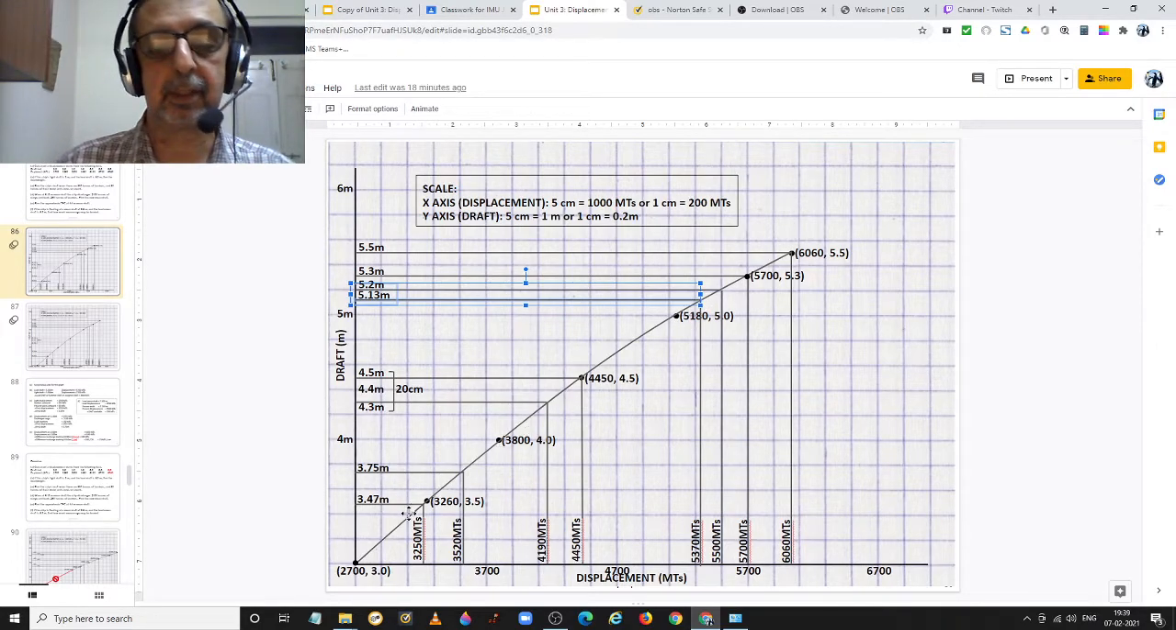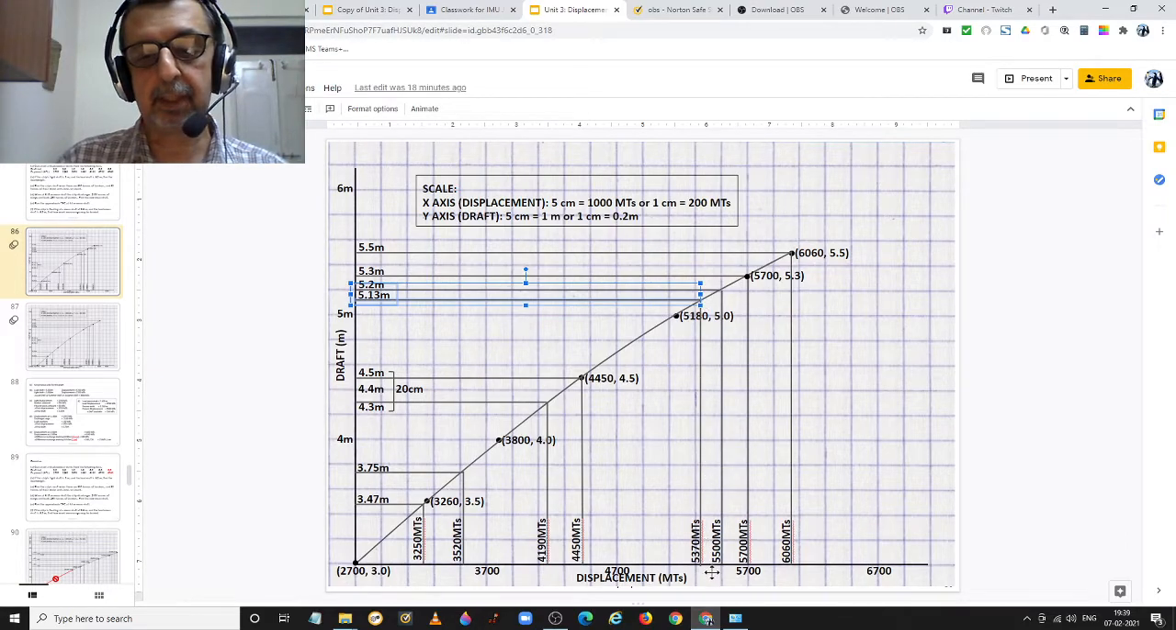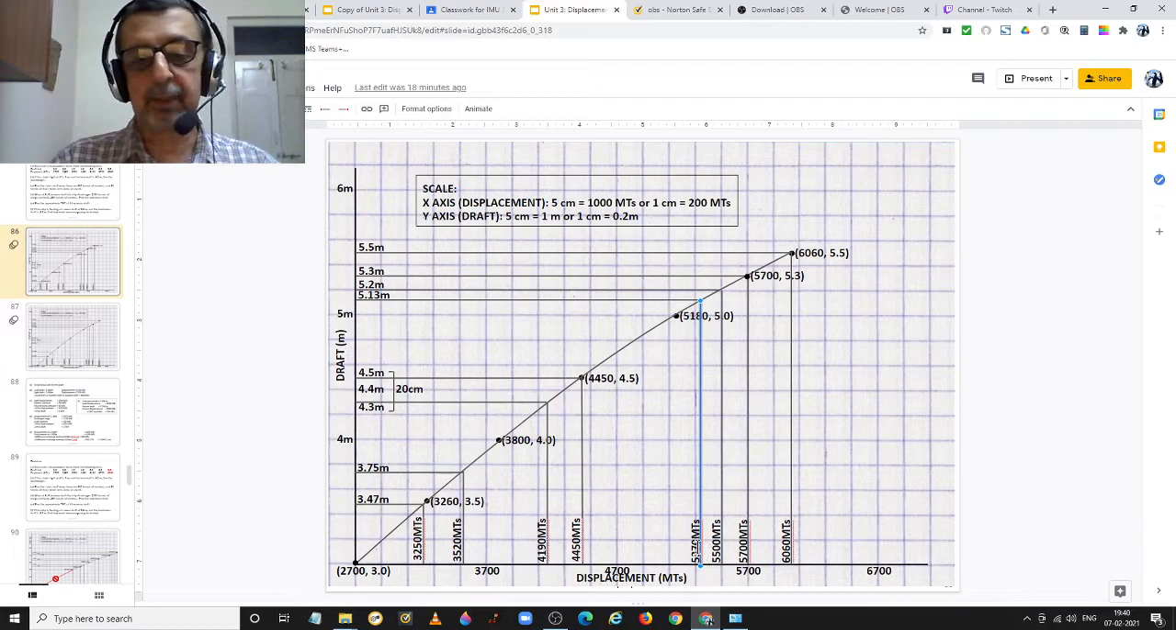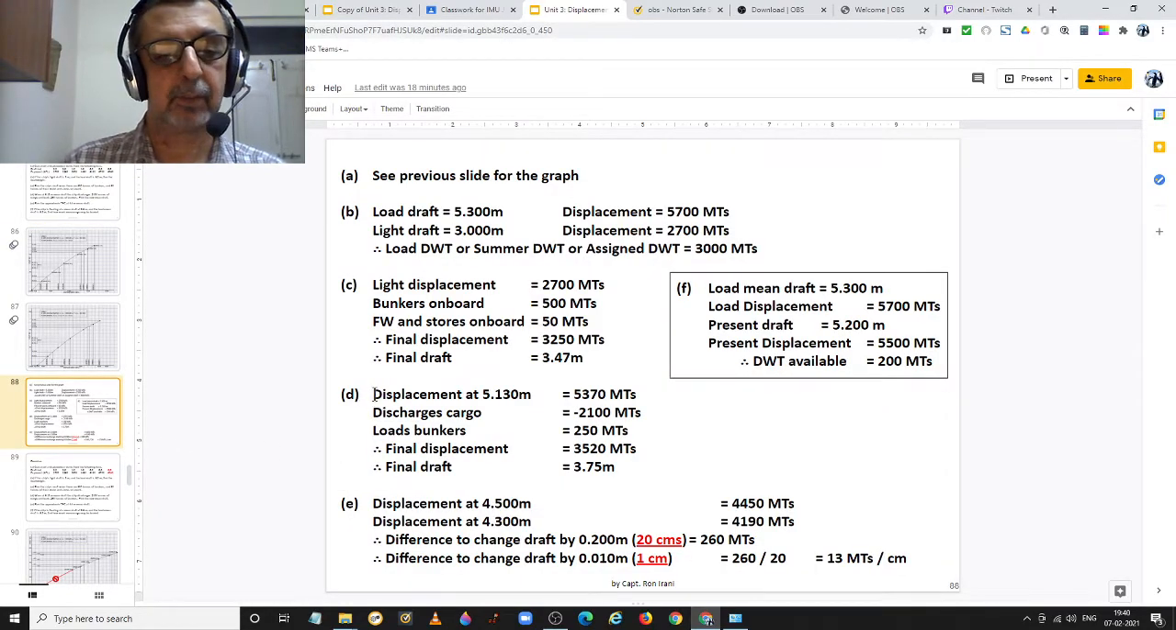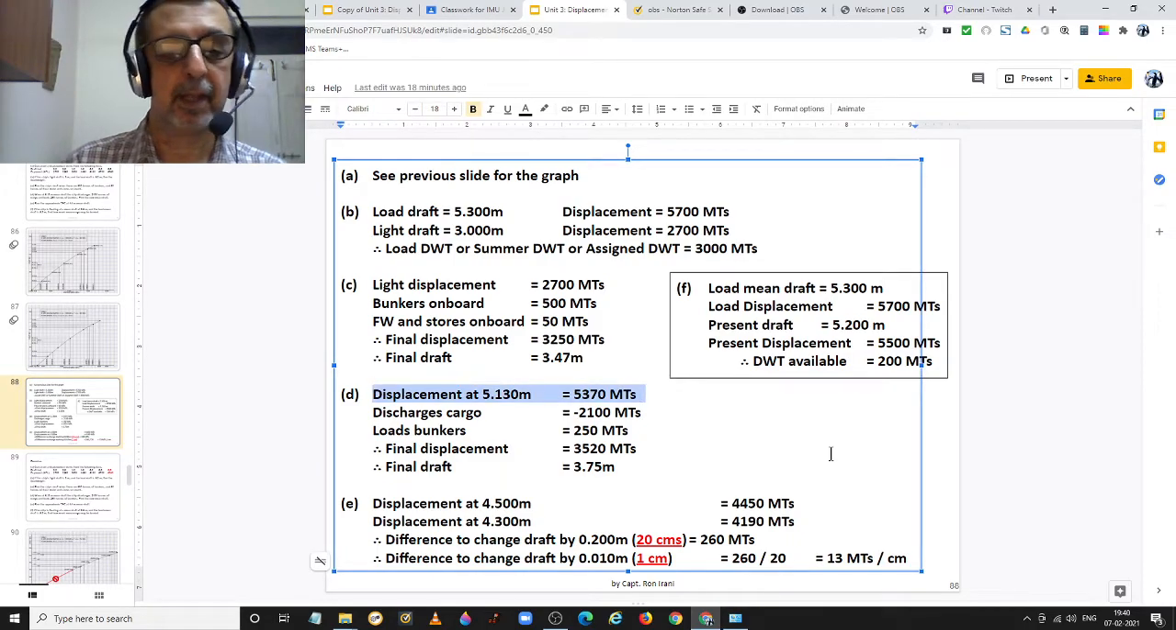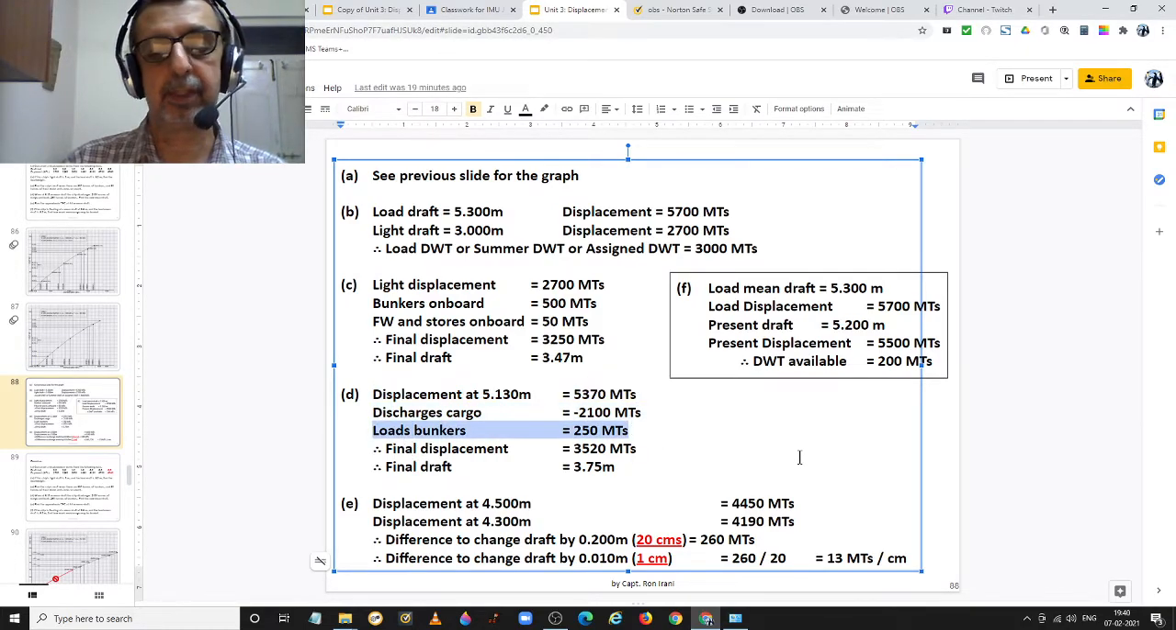Where it cuts your displacement curve, from that point we will drop a vertical down below to the displacement on the x-axis, and we see that the displacement works out to 5370 metric tons, which is what has been written over here. Displacement at 5.13 meters is equal to 5370 metric tons. She discharges cargo of 2,100 metric tons and loads bunkers of 250 metric tons.